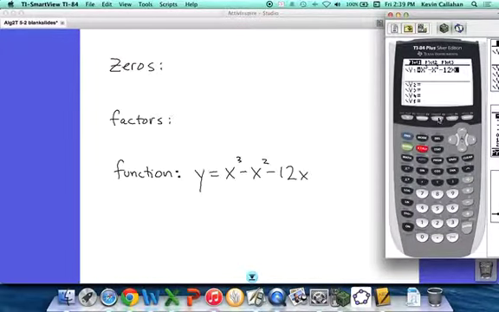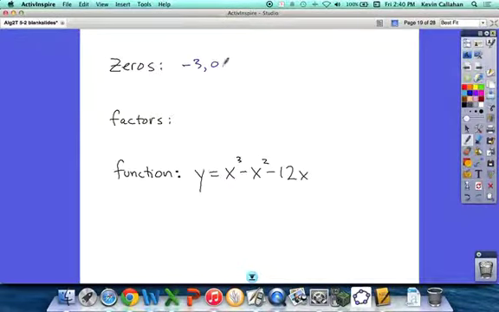Right, and you look at the graph, zoom 6. And do you see the zeros? Okay, and what does it look like they are? Negative 3, 0, and 4. So here it's negative 3, 0, and 4. What are the factors?